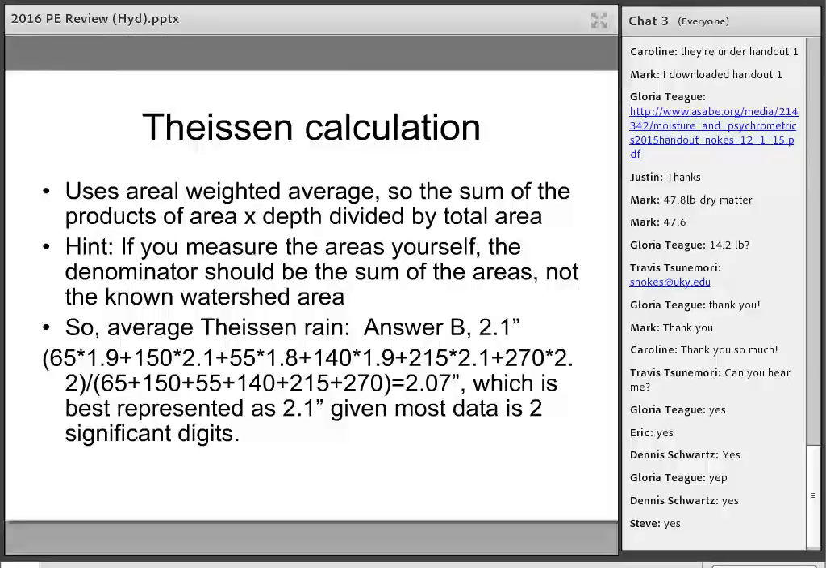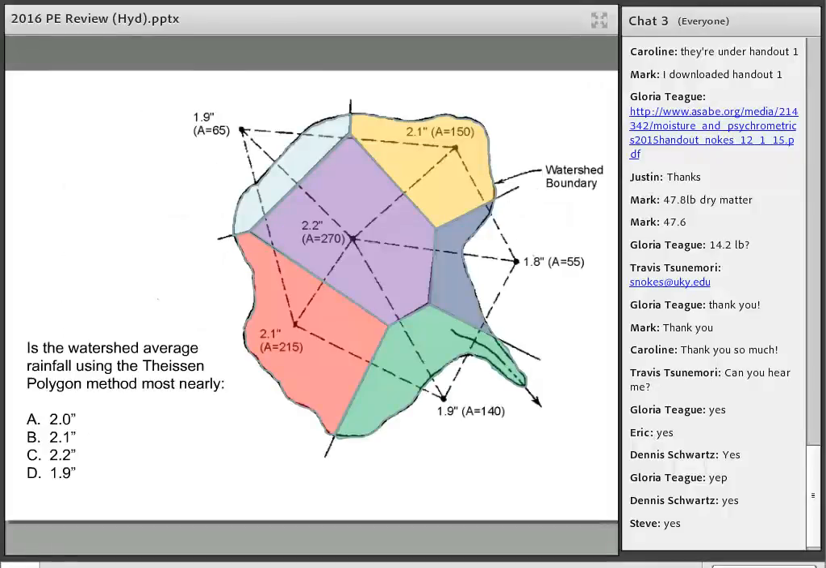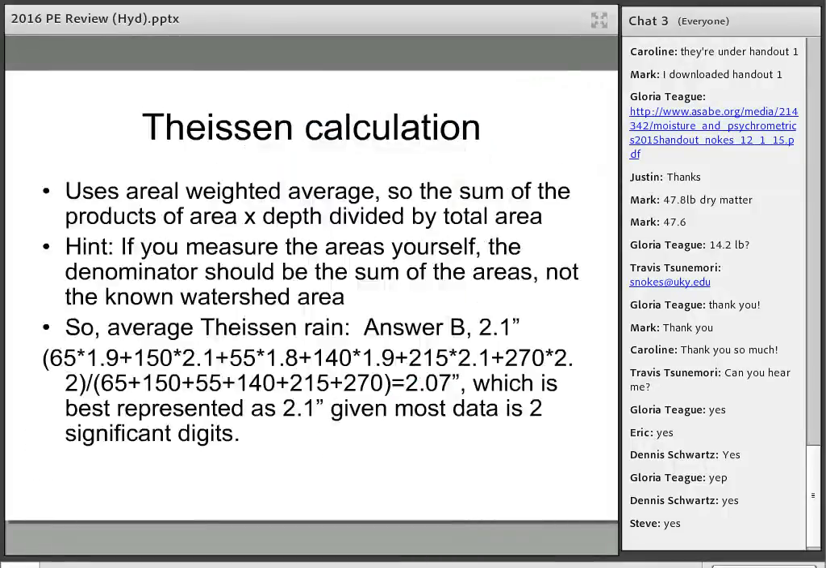of those rainfalls that those gauges are experiencing by their relative area on the watershed, and then you divide by the sum, and you end up with 2.07, which, since everything in here is two significant digits, you'd want to drop to 2.1, so the answer would be B of the choices that we gave you, and you've got your answer for the problem.